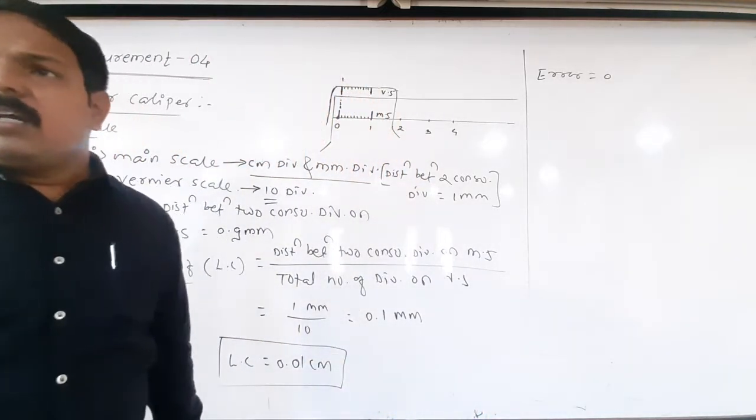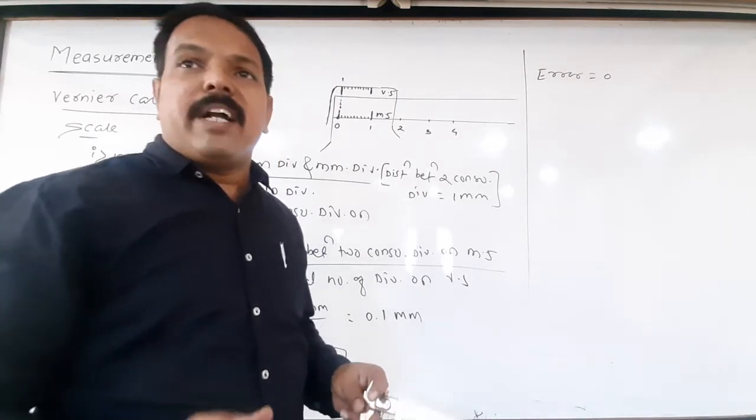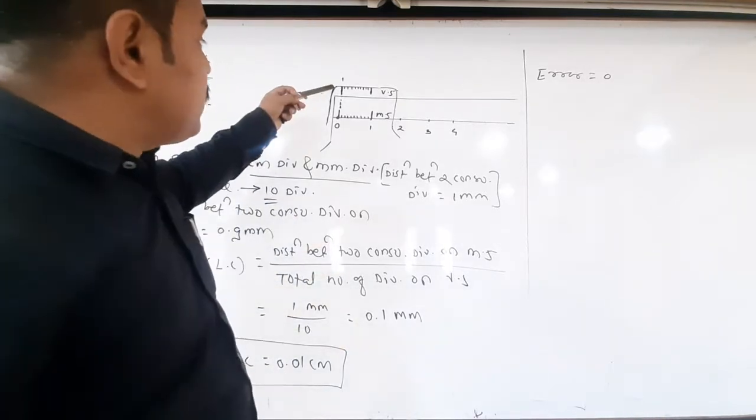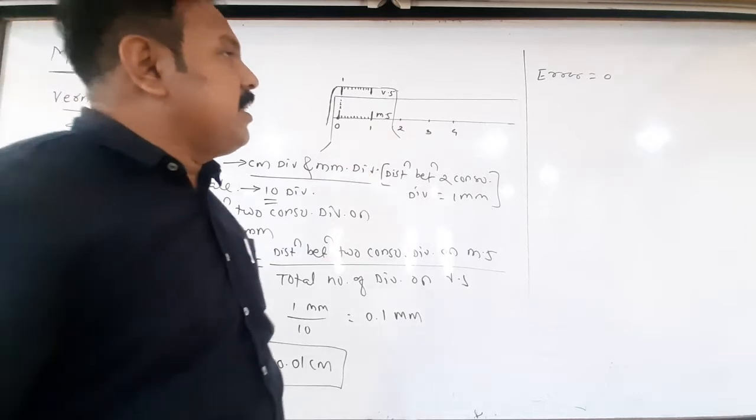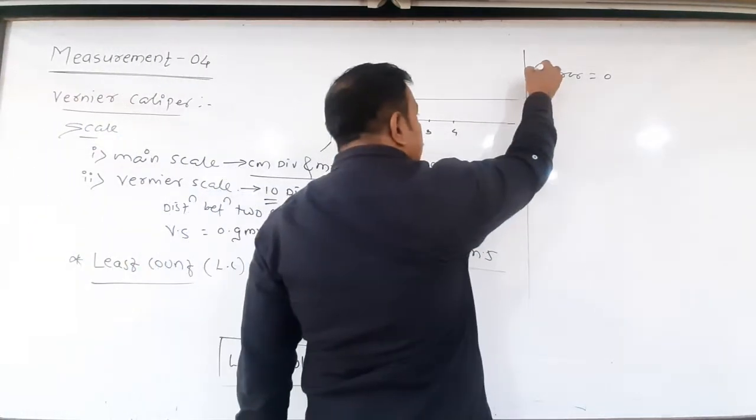Remember, before measuring the actual length, we should know what is meant by error in vernier scale. If the first line of the vernier scale is matched with the 0th line of the main scale, then the error in the device is 0. This is the first condition.